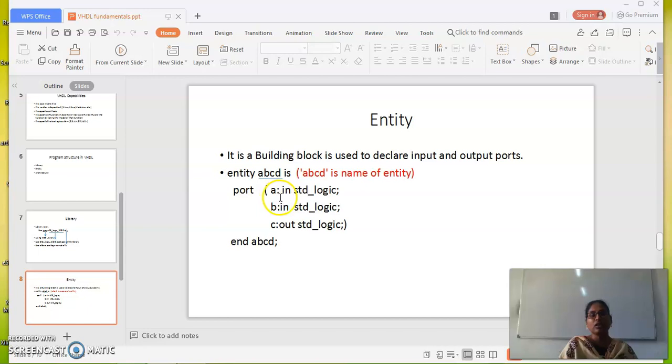So A: in std_logic; B: in std_logic. Here in represents the input ports. C: out std_logic means C is the output port in my entity. And end ABCD. In this way we are declaring the entity. This is the example of how to declare the entity. We can declare the ports according to our design implementation.